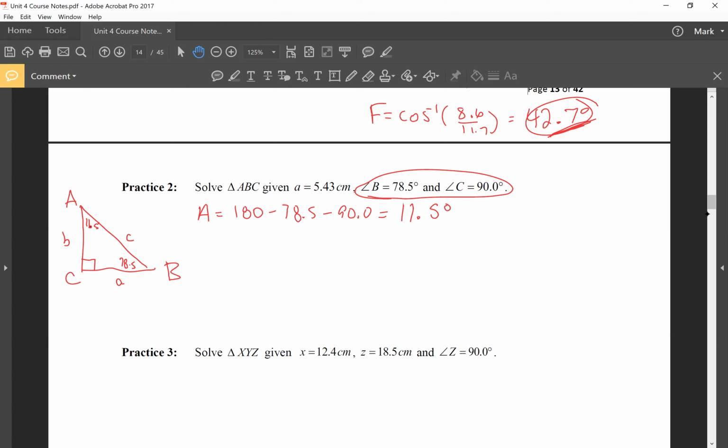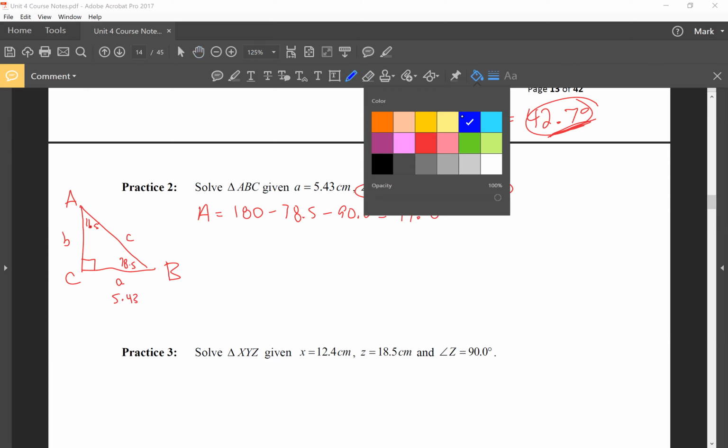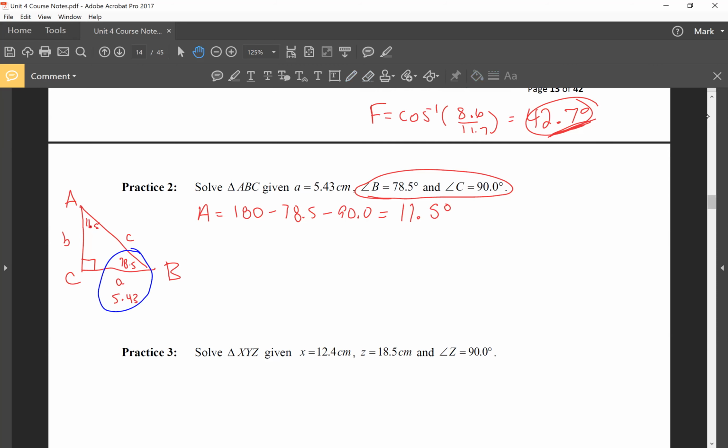The side A is 5.43. All right, so now what I need to do is find side B and side C. Now, I know all of this information here. Do you see what I'm circling? Let me put it in blue. I know all of this information.